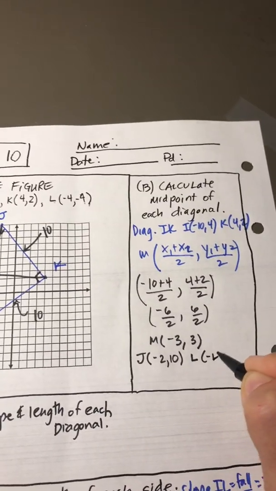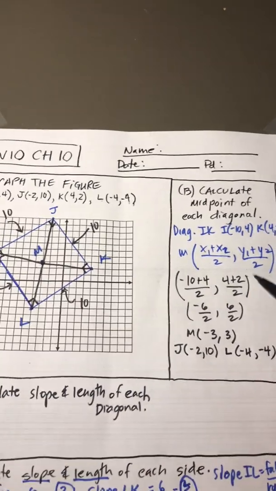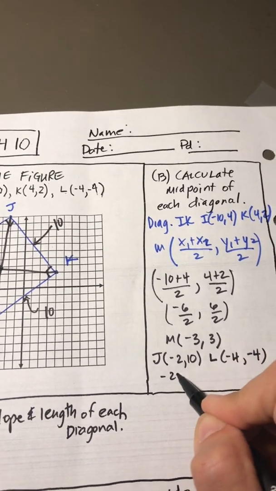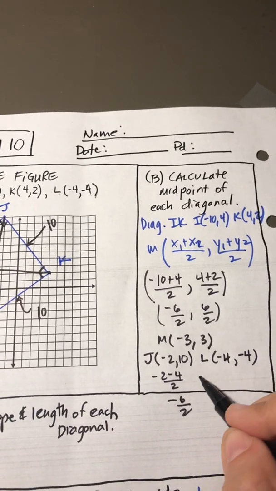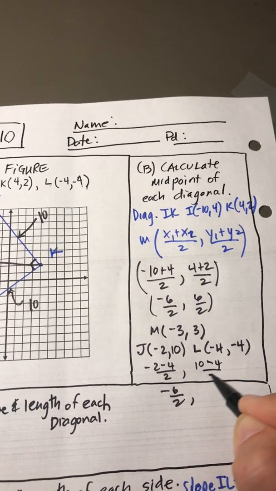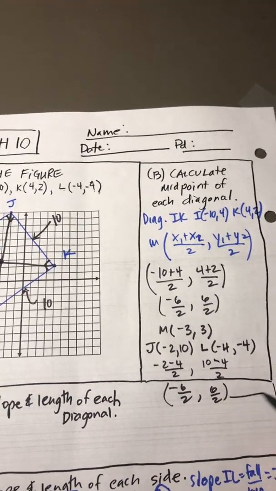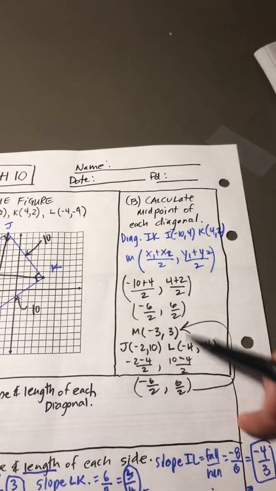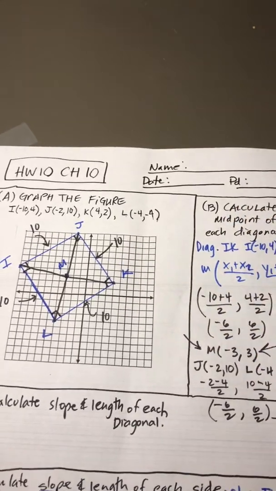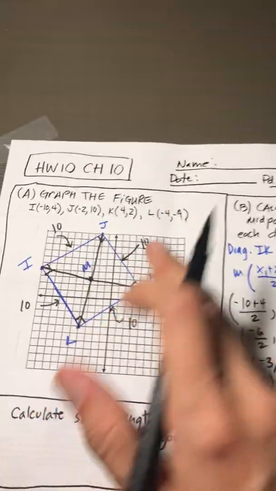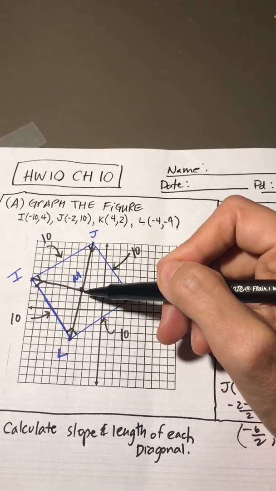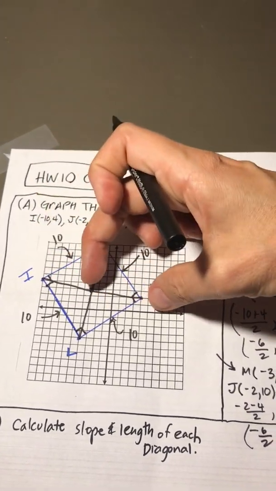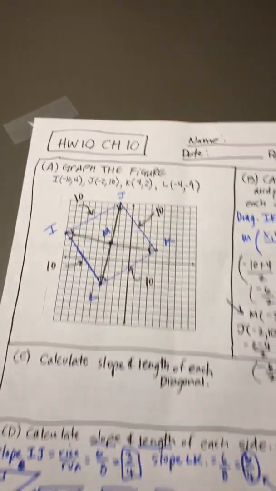And here are those 2 points, the other diagonal, JL. And I could reconfirm. If I add those 2 values and divide by 2, I get -6 over 2 again. And if I add these 2 values, 10 and -4, I get 6/2. So once again, both times I reduce to the same coordinate. And that's another way to prove to myself that that theorem is correct. When the diagonals meet, they bisect, meaning this length is equal to this length and this length is equal to this length.